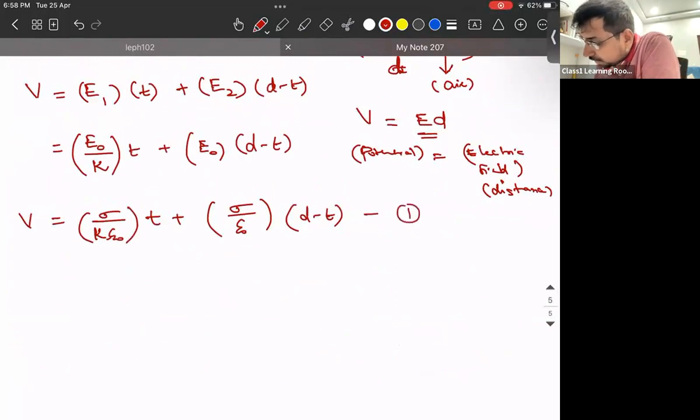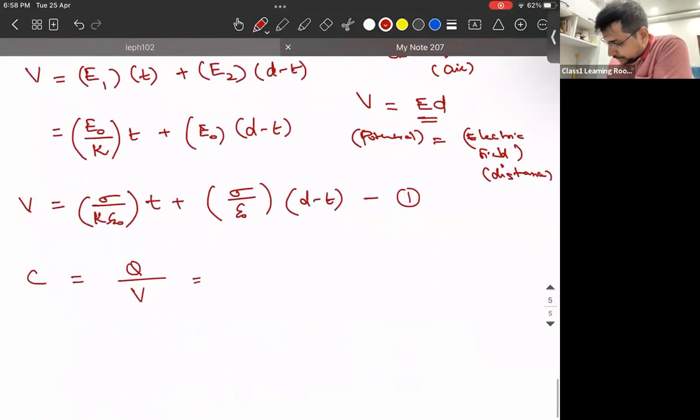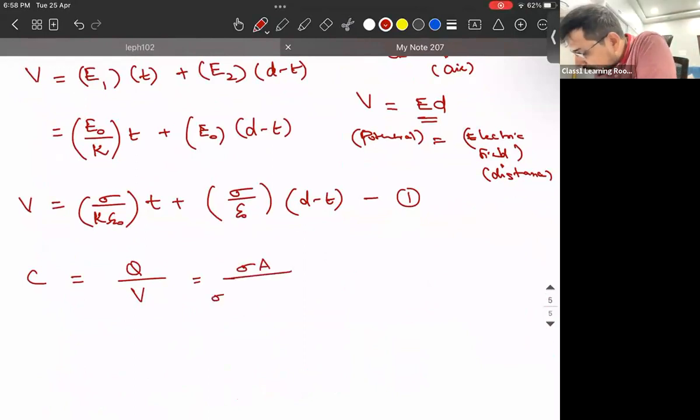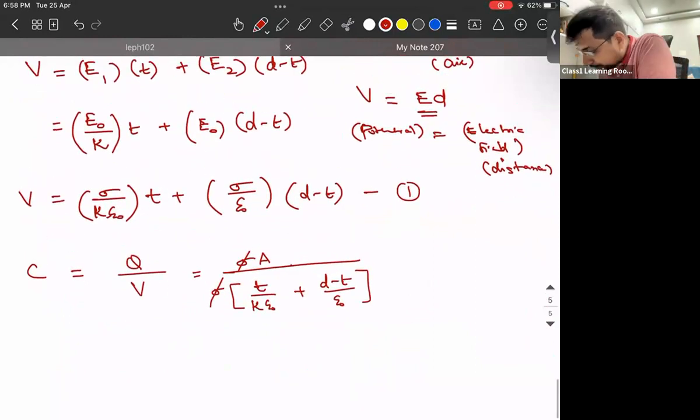Let me call this equation number 1. C will be equal to the total charge divided by the total potential. So what is the total charge present on the conductors? It is sigma into A, divided by the total potential, which is sigma taken out, T divided by kappa into epsilon naught plus D minus T divided by epsilon naught. So sigma and sigma will get cancelled.